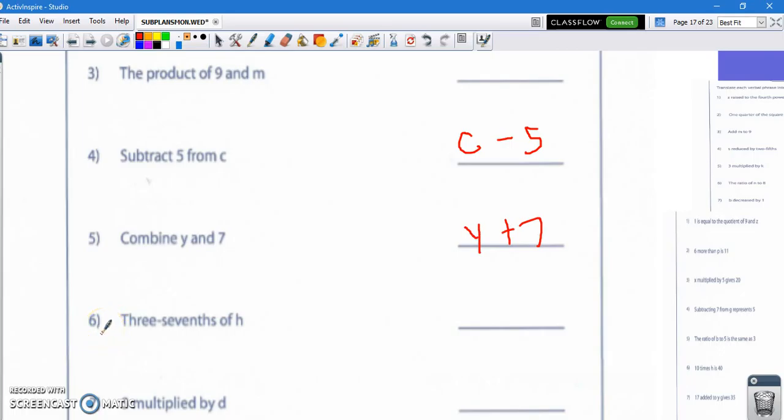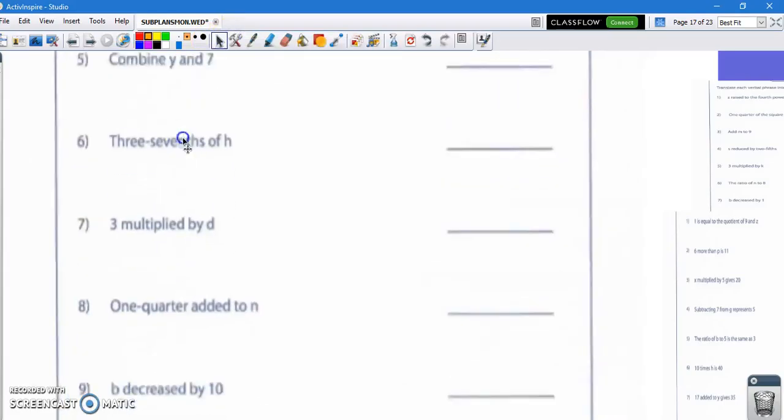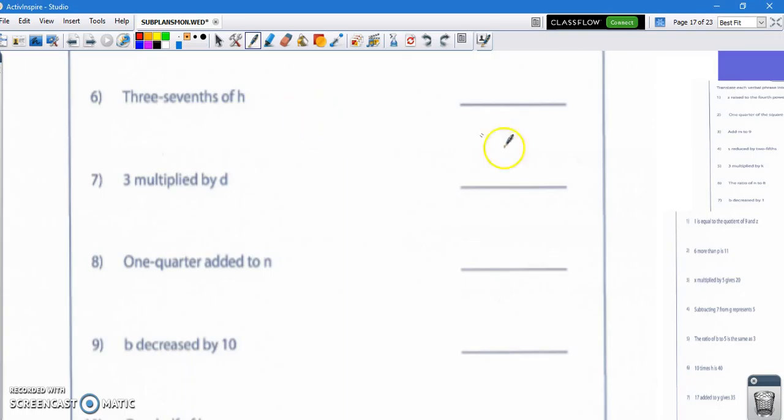3/7 of h. This of means multiplication. 3/7 of h. Well, that's tricky, huh? So you hear the fraction, right? So let's write that. 3/7 of h. Multiplication. H. Or it can be written 3/7 h. Careful, sometimes of means division too, as you know. In that case, it was multiplication. Our next one, 3 multiplied by d.